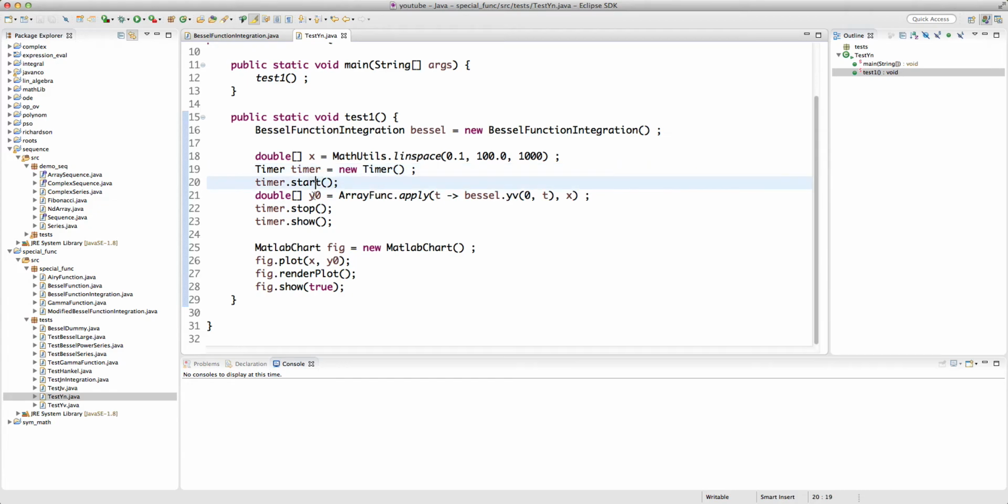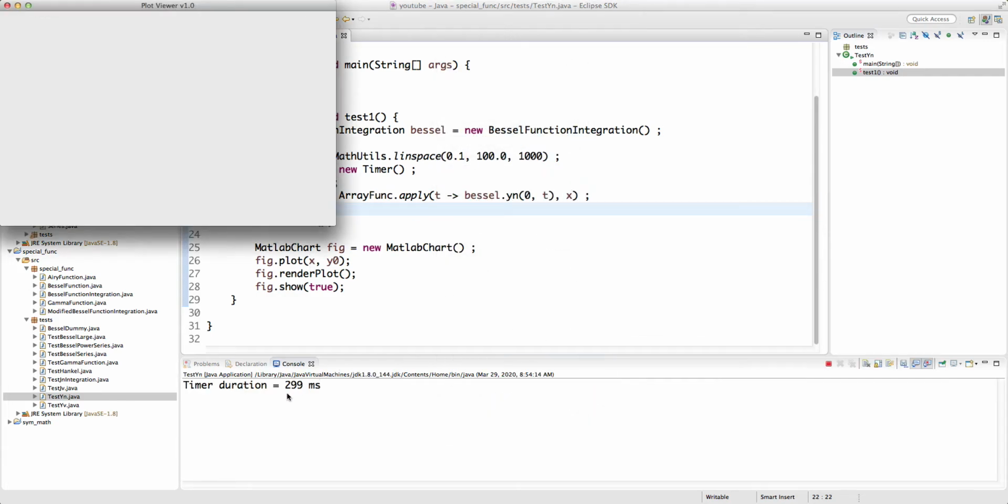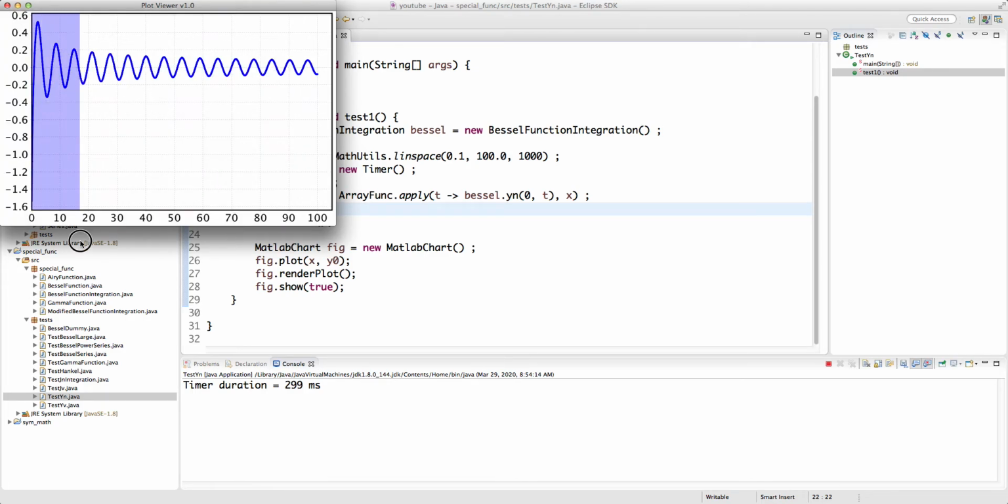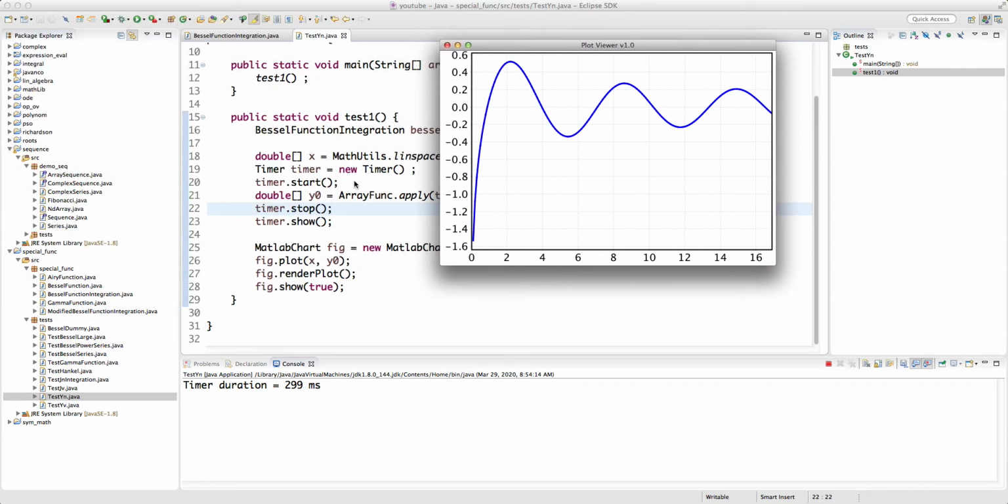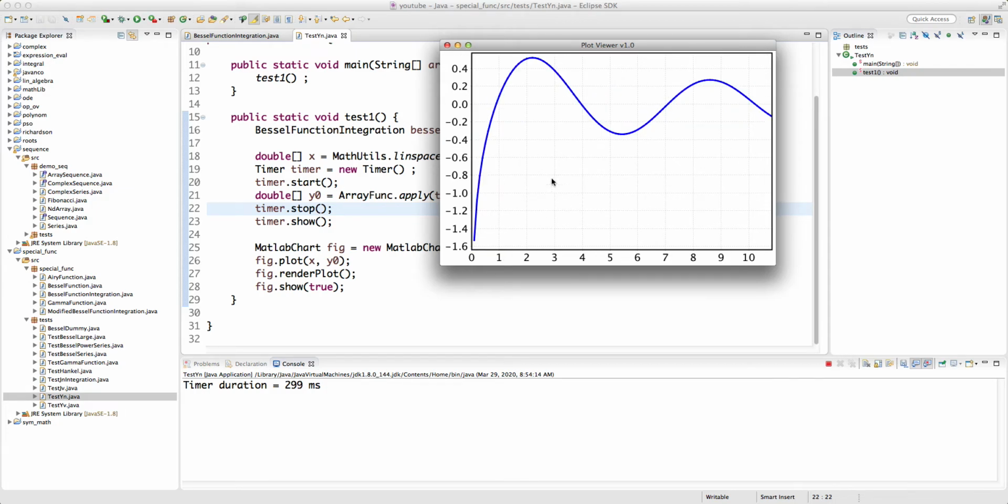And I'm creating a timer. I'm calculating y0, Bessel yn with parameter 0, applied to the array x, and then we want to plot it. So let's run this. It takes about 300 milliseconds. If you recall from our jnu implementation, we saw that the same thing happens. Implementation based on integration takes a long time, but when we switch to power series, it becomes extremely fast.